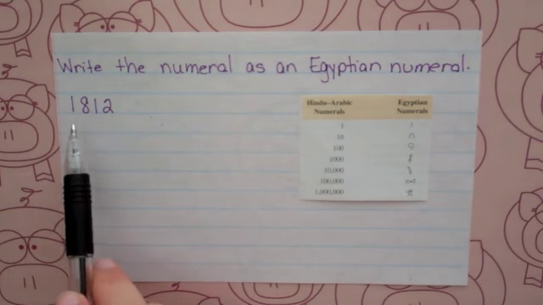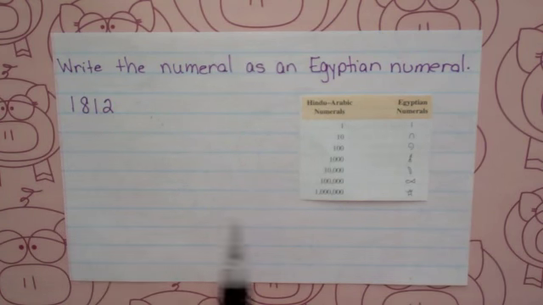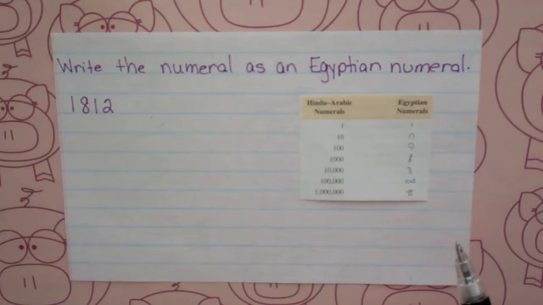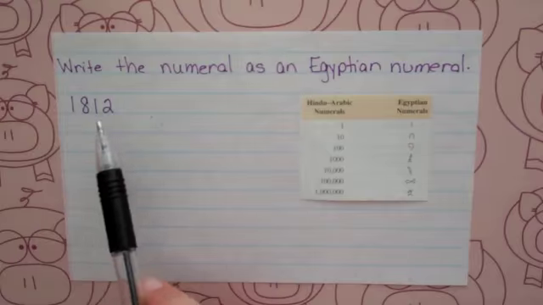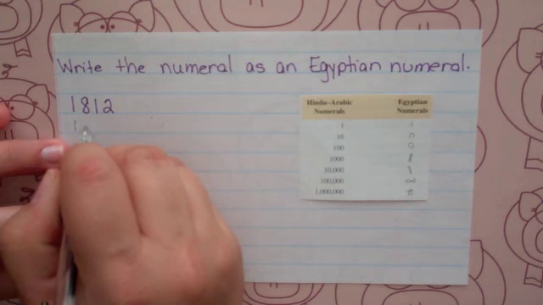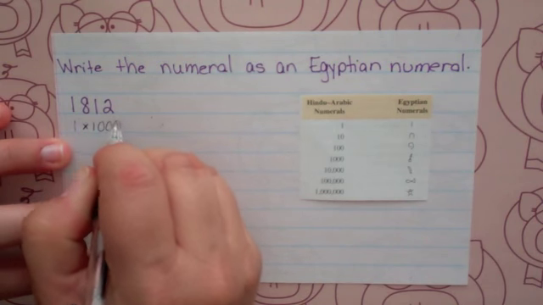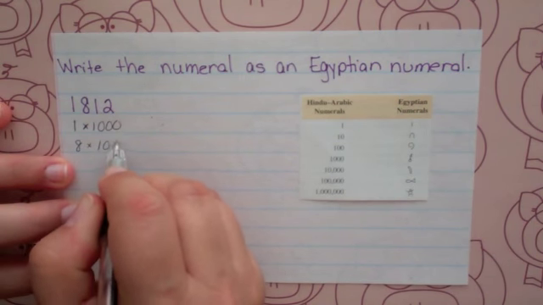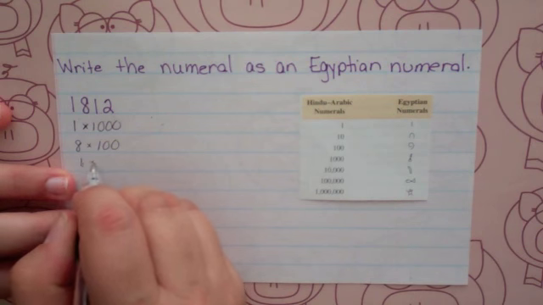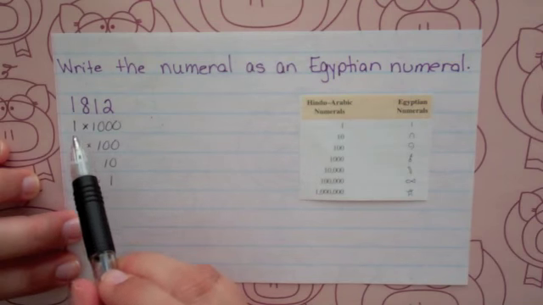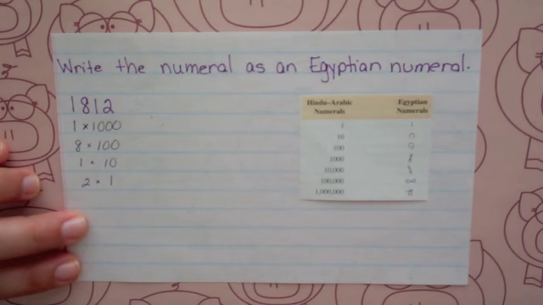Now we want to go backwards. We want to write this numeral, 1,812, as an Egyptian numeral. So we want to convert it into symbols. The first thing I'm going to do is break this number down into its parts. So 1,000, 8 hundreds, 1 ten, and then 2 ones. That's 1,812. I just broke it down into its individual pieces.